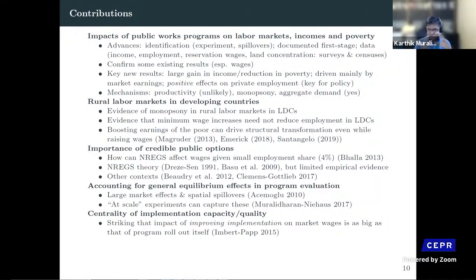And this is why I think implementation and state capacity shouldn't be an afterthought. This agenda of making bureaucracy and the state work better is a first order agenda in development in and of itself because of these large downstream effects you see.